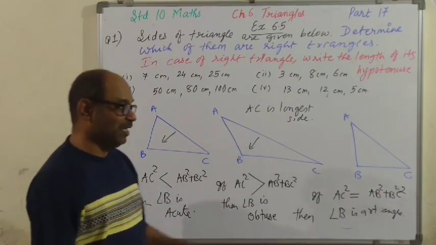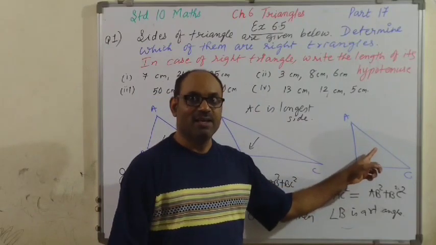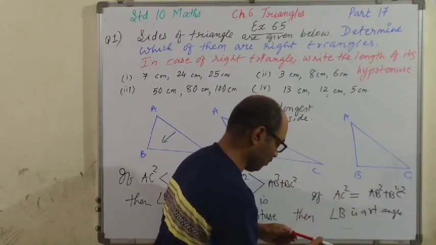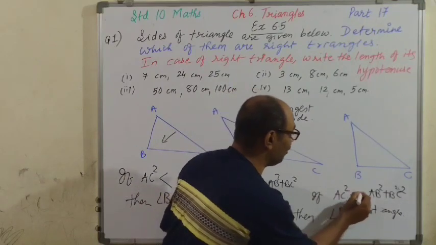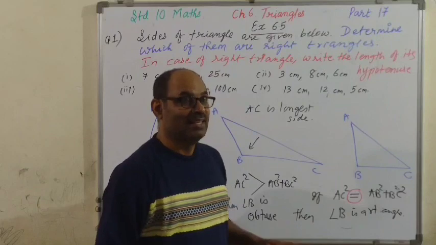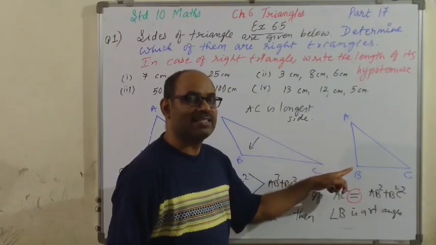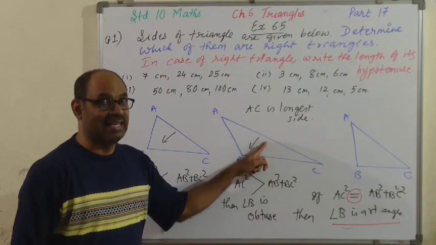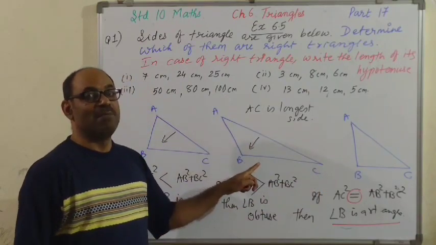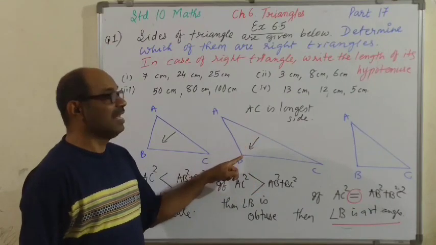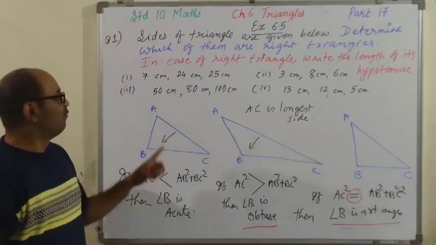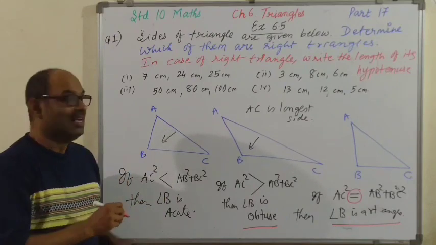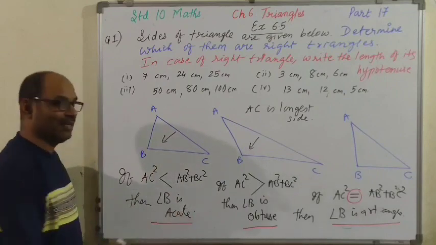Please children, now I am going to speak in words. In a triangle, if the square of the length of the longest side is equal to the sum of squares of the remaining two sides, then the angle opposite to AC is a right angle. If the square of the length of the longest side in a triangle is greater than the sum of the squares of the remaining two sides, then the angle opposite to AC is an obtuse angle. If the square of the length of the longest side is less than the sum of the squares of the remaining two sides, then the angle opposite to AC is an acute angle.